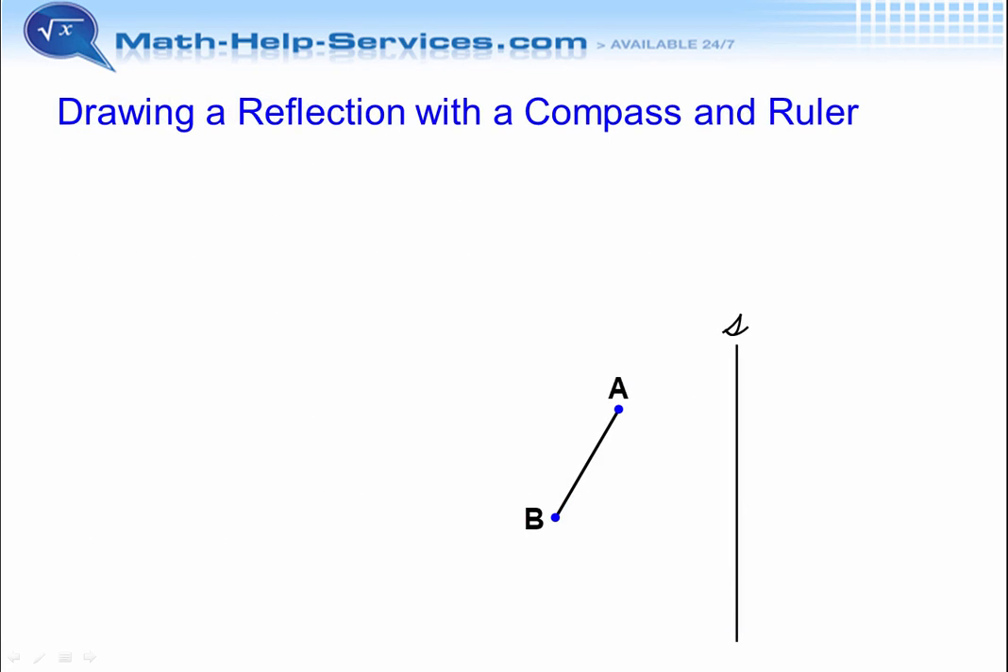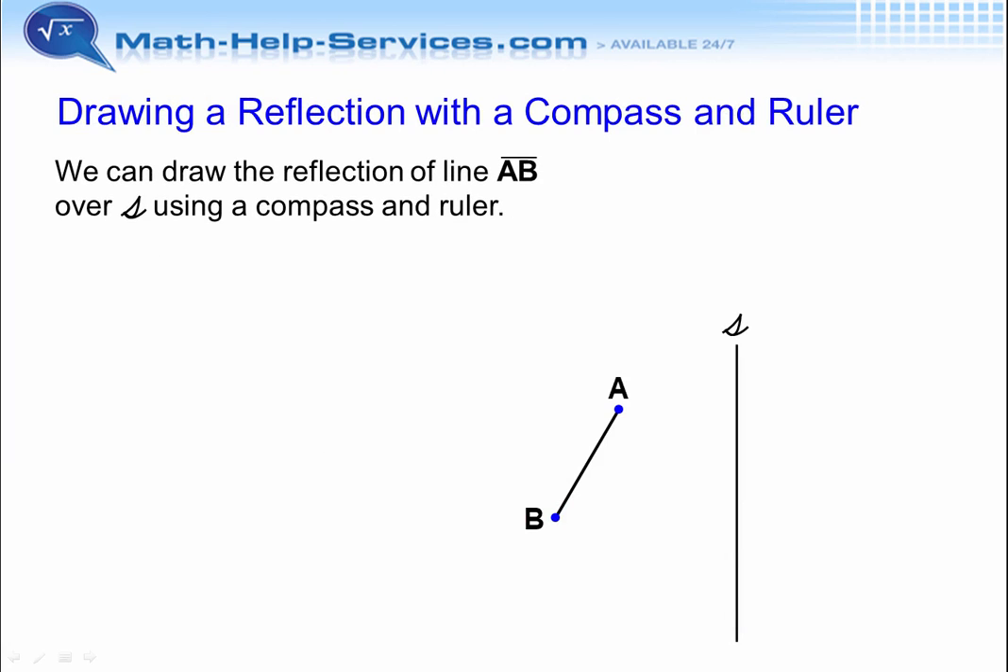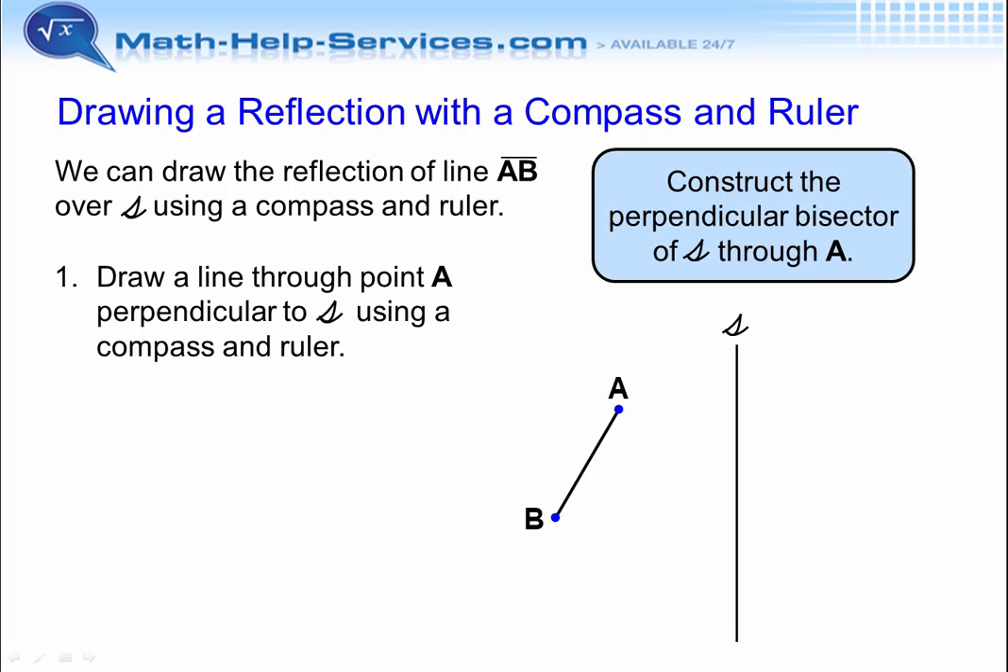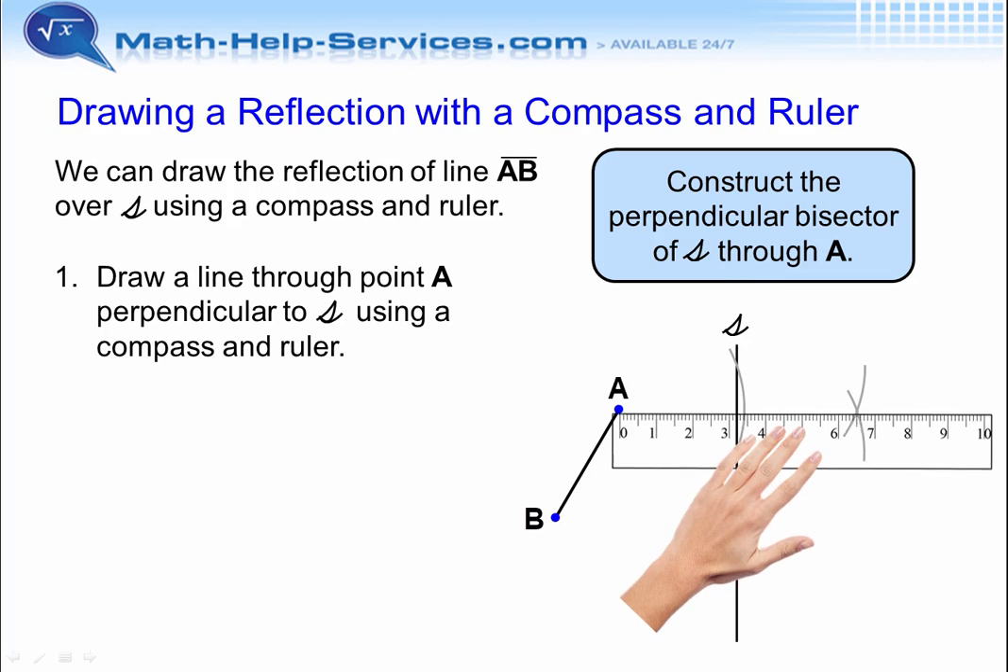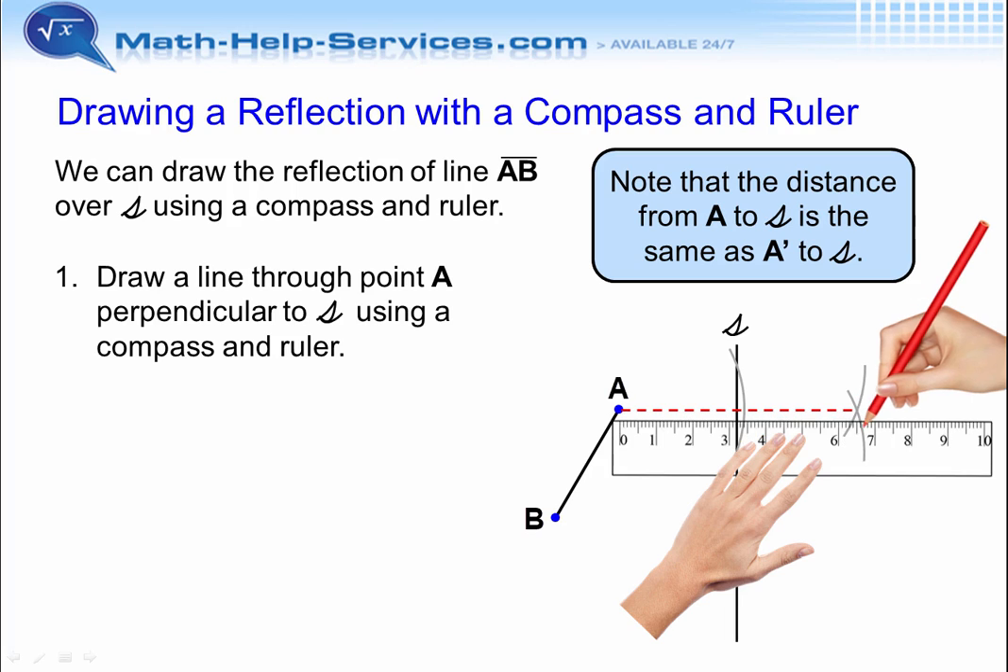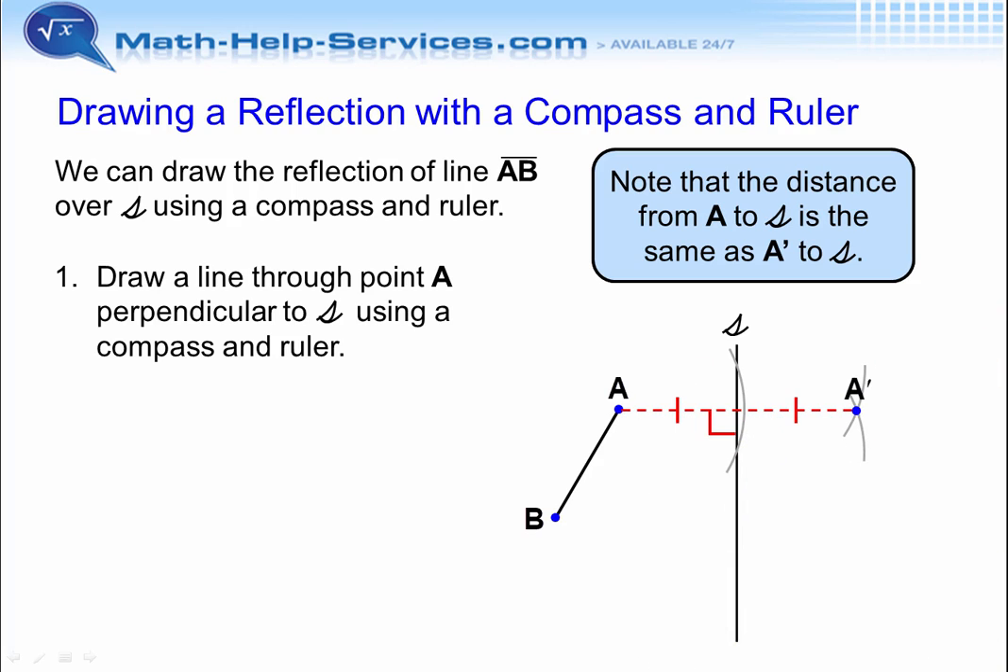Drawing a reflection with a compass and ruler. We can draw the reflection of line AB over S using a compass and ruler. First, draw a line through point A perpendicular to S using a compass and ruler. Construct the perpendicular bisector of S through A. To do that, draw an arc from A through 2 points on S. Then, from those points on S, draw another arc. Where those two arcs intersect, we'll draw a line from A to that point. Note that the distance from A to S is the same as A' to S.